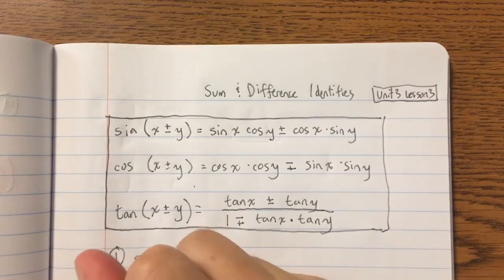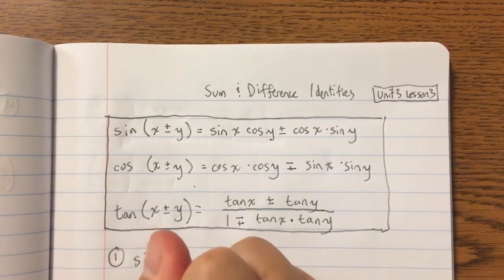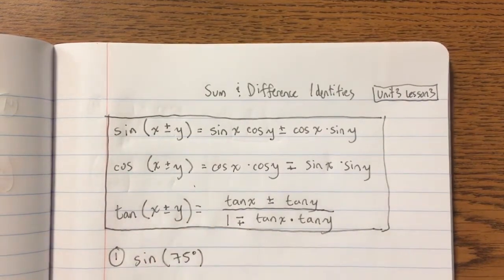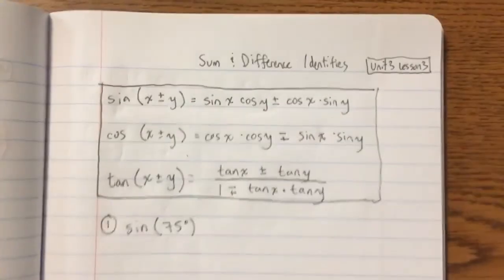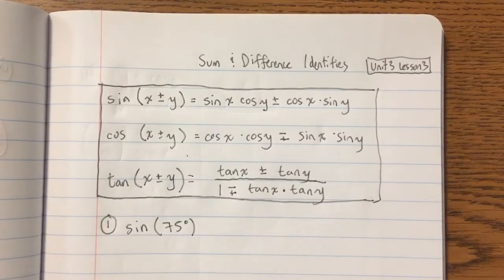Let's say we want to evaluate sine of 75 degrees. If you have a calculator, you just type it in and get a decimal equivalent, but I'm not really interested in a rounded version of what this equals. I want to know exactly what it equals. It'll be irrational, so you're not going to be able to write it as a decimal if you write it exactly.